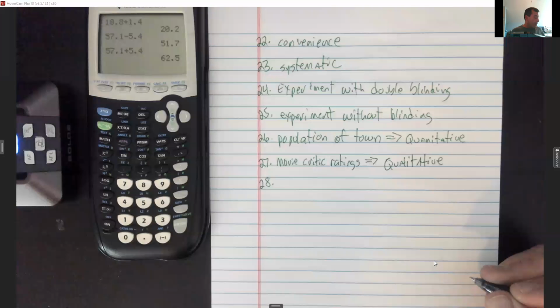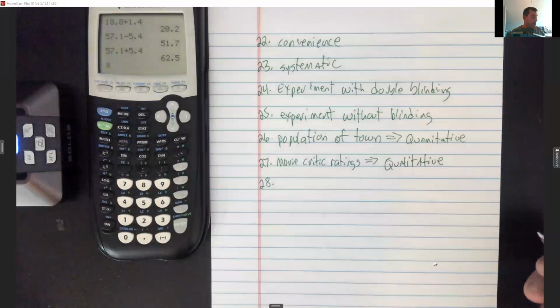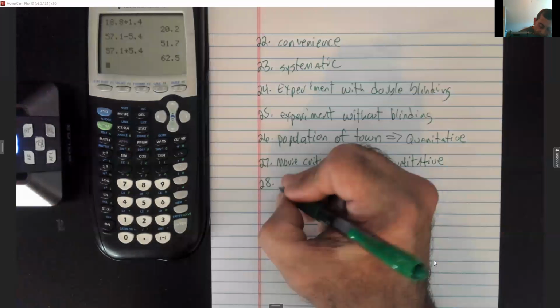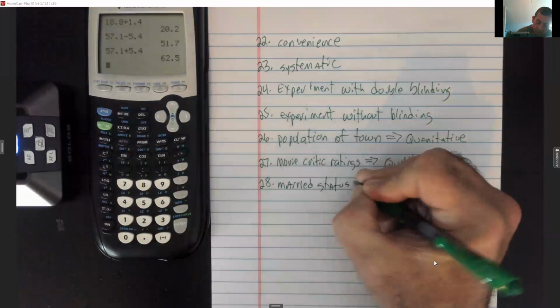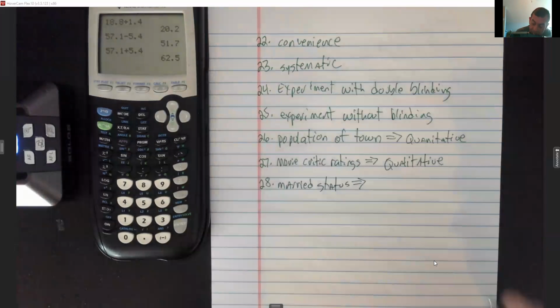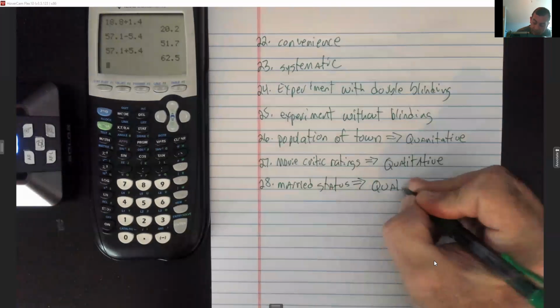28. Same thing. The marital status of individuals. So married, not married. So marital status. Once again, I would say that would be qualitative.